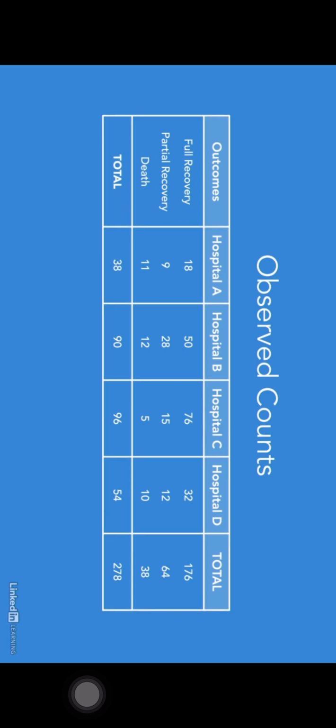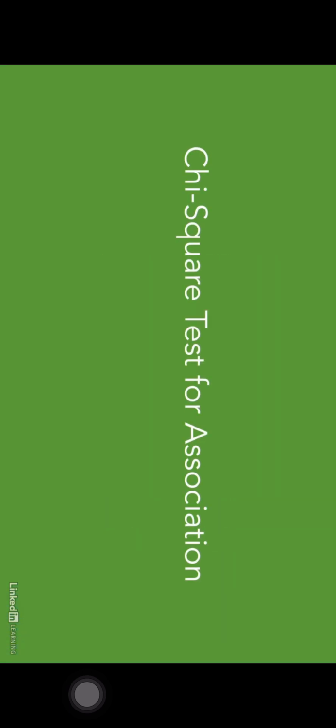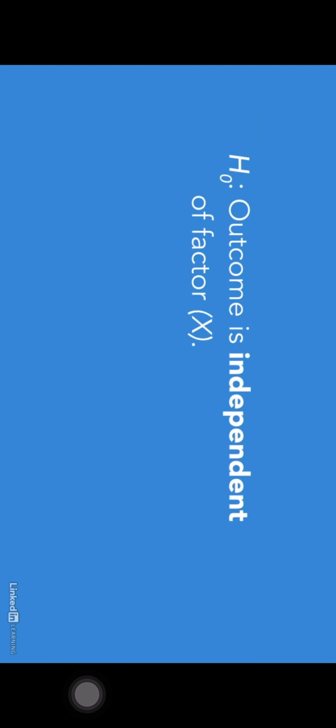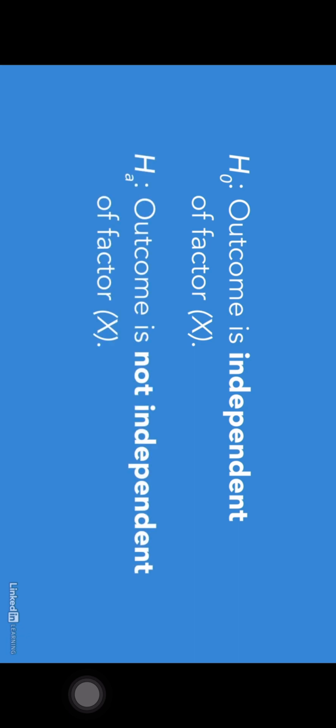Based on this data, is the outcome independent of hospital, or is the outcome dependent on hospital? The appropriate hypothesis test for this is the chi-square test for association, also called the test for independence. In general, the null hypothesis is outcome Y is independent of factor X. And the alternate is outcome Y is not independent. In other words, it is dependent on factor X.